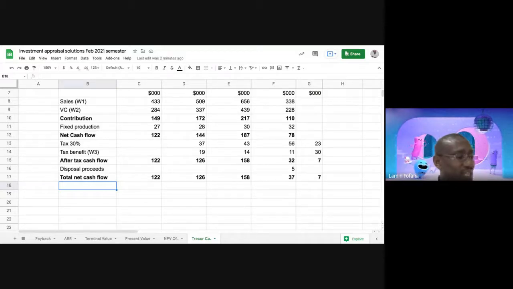The paragraph says, Treacle Company has a real cost of capital of 5.7% and pays tax at an annual rate of 30%, 1 year in arrears. It can claim capital allowances on a 25% reducing basis. General inflation is expected to be 5% per year. Treacle has a target return on capital employed of 20%. So what rate do we use?